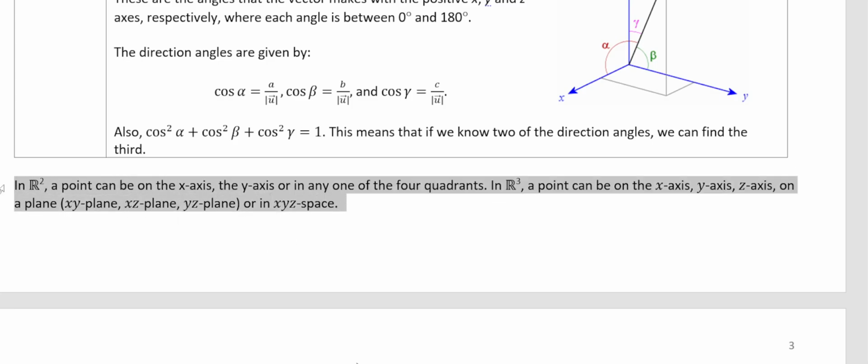In 2 space, a point can be on the x-axis, the y-axis, or any one of the 4 quadrants. In 3 space, a point can be on the x-axis, the y-axis, the z-axis, and also on a plane, the xy plane, the xz plane, the yz plane, or in xyz space. So obviously many more places a point can be in 3 space.